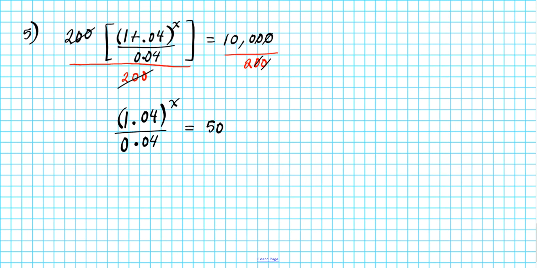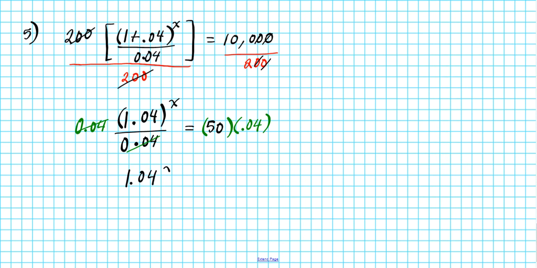Now we're going to multiply both sides of our equation by 0.04. Why are we doing this? Remember, the goal is to isolate this term right here with the variable exponent, and then we can use the appropriate logarithm to get x isolated. Now let's go ahead and do that. Multiply both sides by 0.04. The left side divides out.